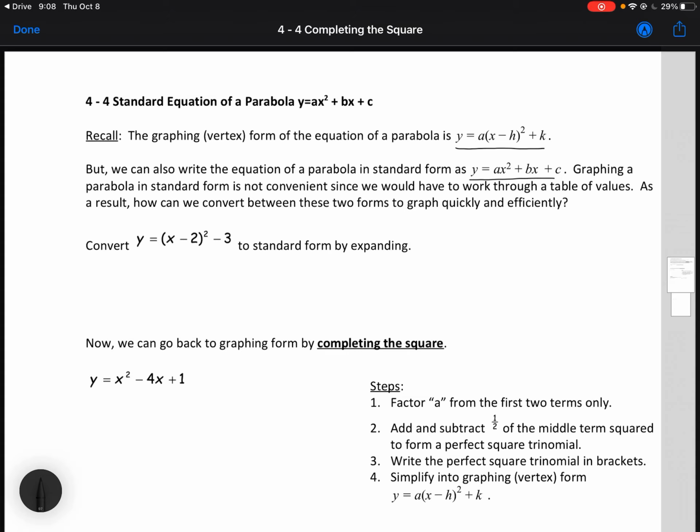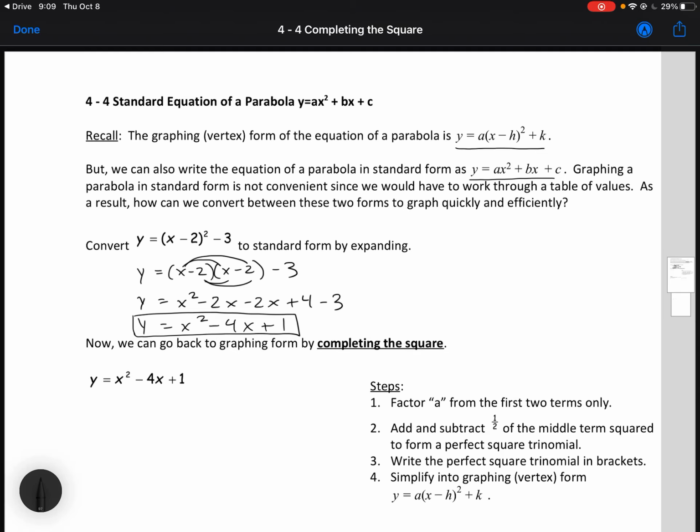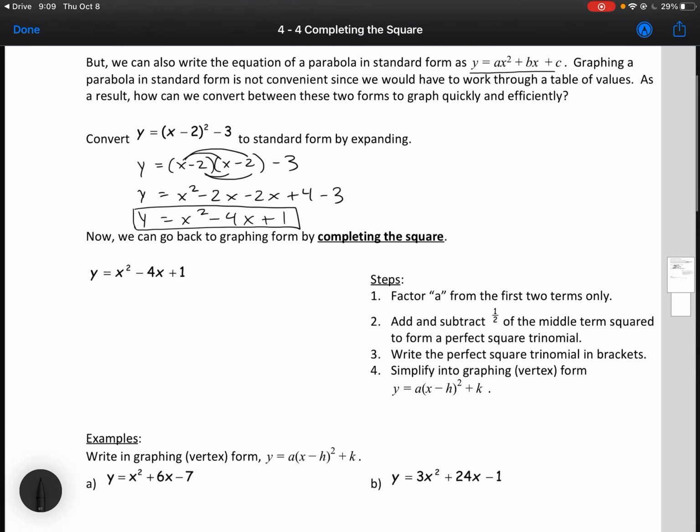So if we're given an equation of a parabola in vertex form, we can change it to standard form by expanding x minus 2 all squared. Making sure that you use FOIL appropriately, first, outer, inner, last, would give you x squared minus 2x plus 4 minus 3. And that we can simplify to x squared minus 4x plus 1 would be our equation of the parabola in standard form. In order to go back the other way, we're going to do a process called completing the square.